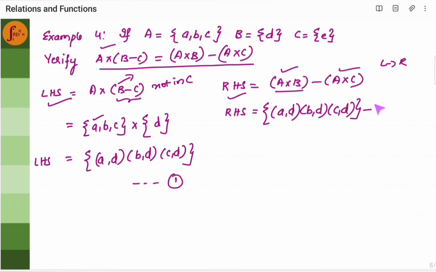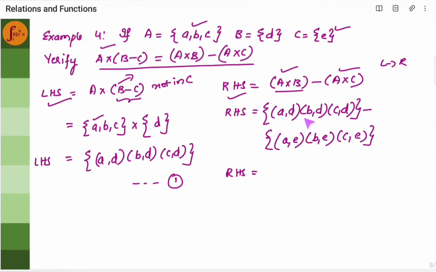Now we'll find A into C, right? A into C, that is with this particular set and this set. So let's take first element with set C. A, E, B, E, C, and E. Now this minus this. So what does this mean? Pairs that are there in the first set but not in the second set.